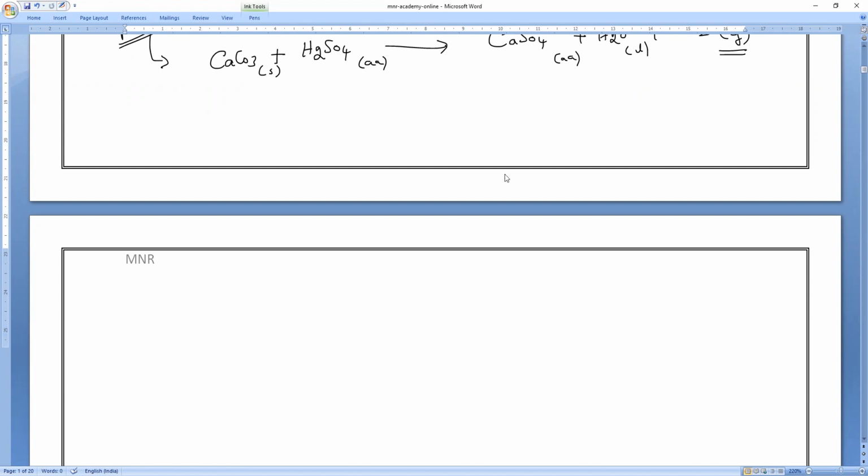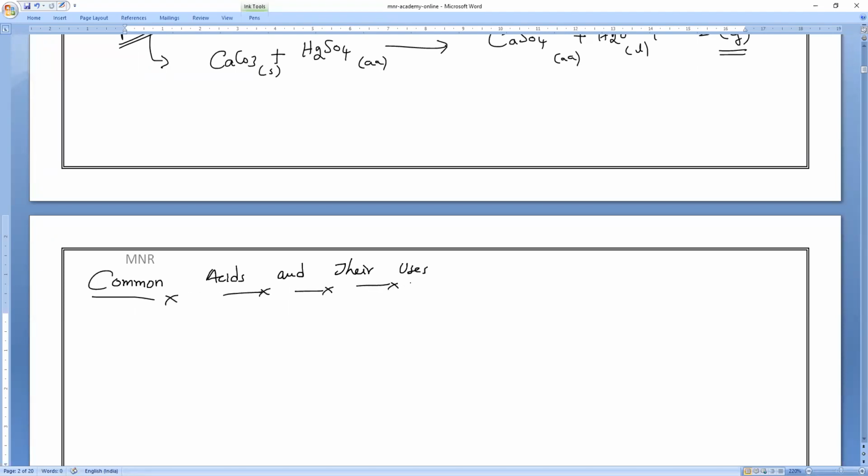Let us discuss now the most common uses. Of course, organic acids do not have much importance, so we will study them only as needed. In the fourth chapter they will come, and we will discuss their formulas also. So, common acids and their uses.